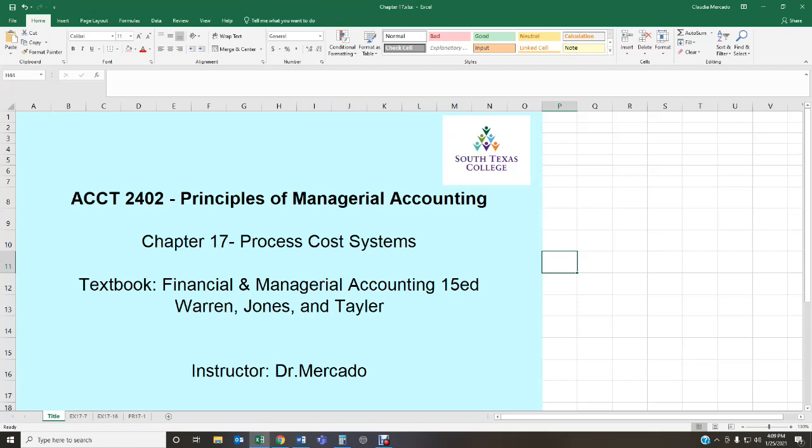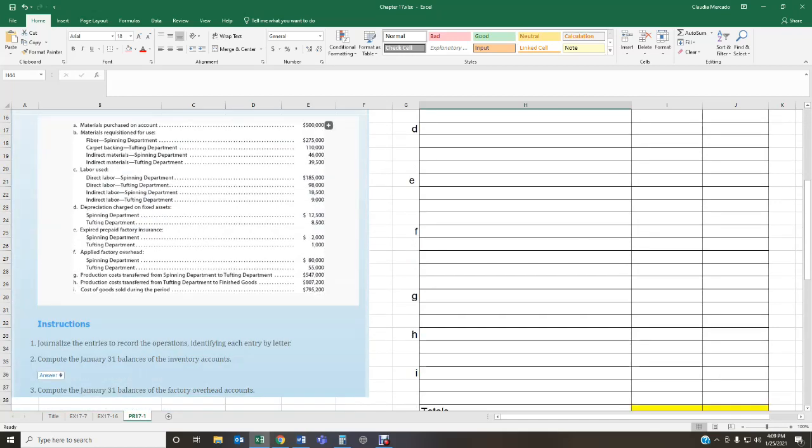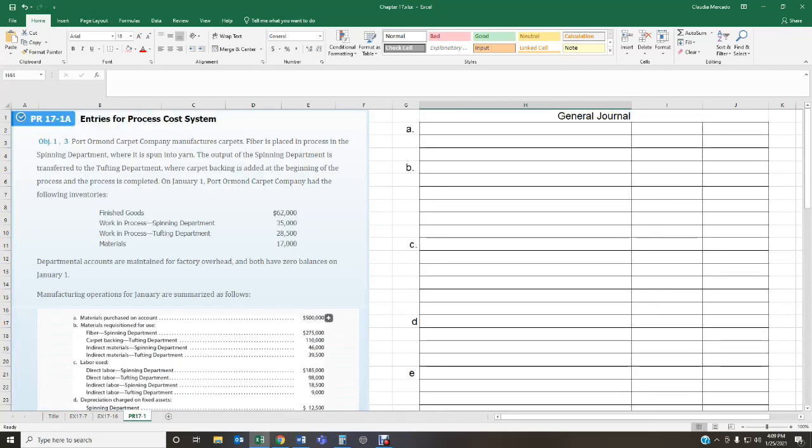Let me go ahead and move that over to the problem. So in this particular problem, we are going to be journalizing a lot of entries, and then we're going to be doing some calculations. In this particular case, they're asking us to compute the ending inventory account balance and the factory overhead account balance. So there's a lot of entries that need to occur before we can do our calculations.